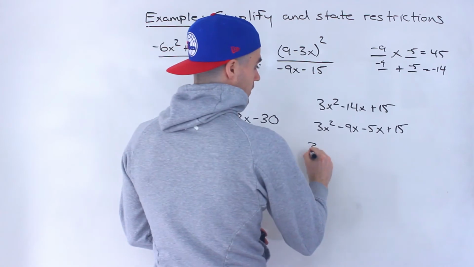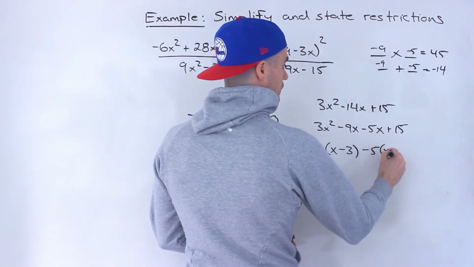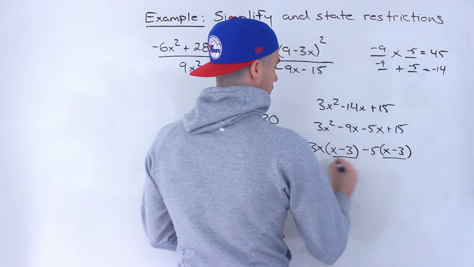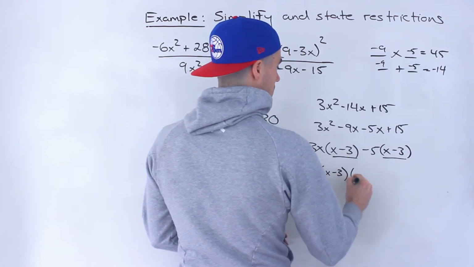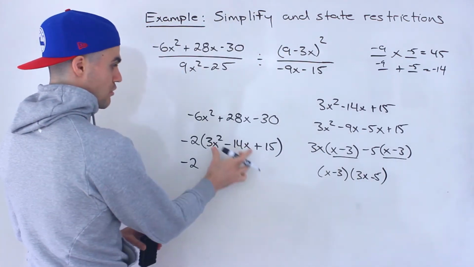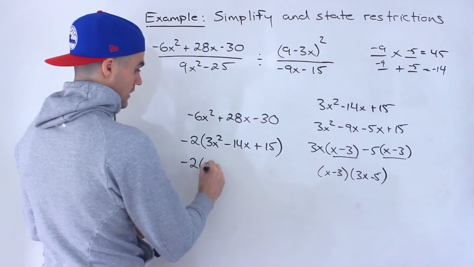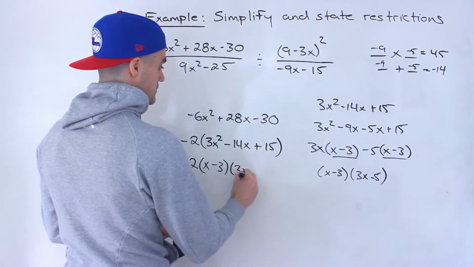And from here, we could take out a 3x, take out a negative 5. And then we can factor out an x minus 3. And then we've got a 3x minus 5 like that. So this bracket factors into those two brackets. So we'd end up with x minus 3 times 3x minus 5.